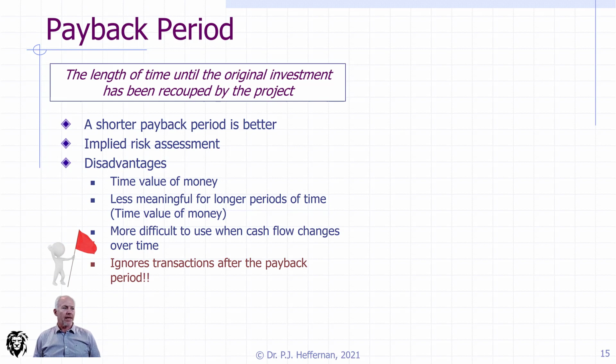Perhaps the red flag is that it ignores transactions after the payback period. Because all you're interested in is determining when you've come to a positive cash flow, any continued positive cash flow or negative cash flow for that matter would be blind to this process. You've already come back with your payback period, and the actual net benefit or net risk is going to be lost because we're truncating our analysis at the time of payback.